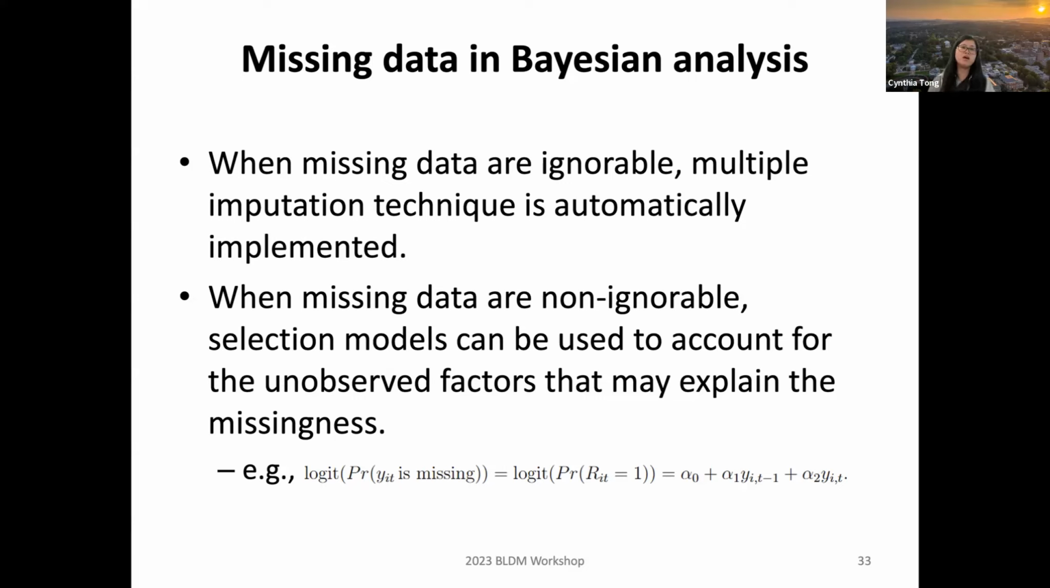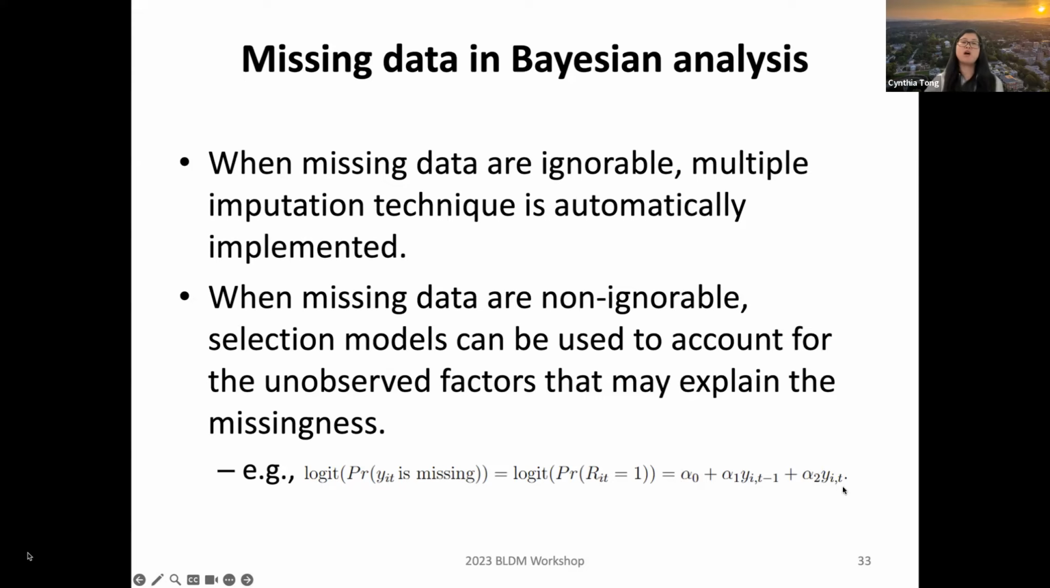But when missing data are non-ignorable, selection models can be used to account for the unobserved factors that may explain the missingness. For example, we can have an add-on selection model where the probability that the missing data indicator equals 1 can be modeled as a linear combination of the current value, the missing value itself, and also the previous value. So this is just an example of it.